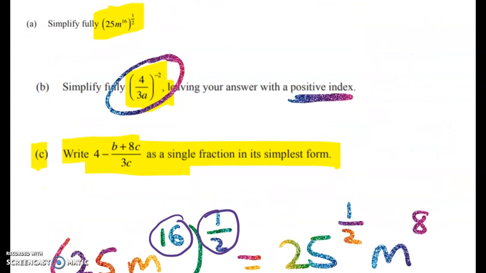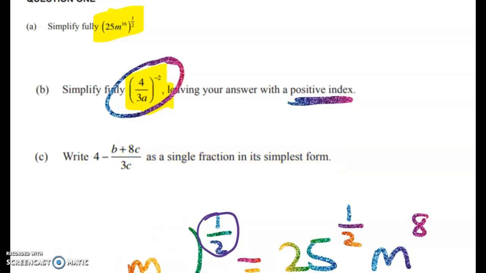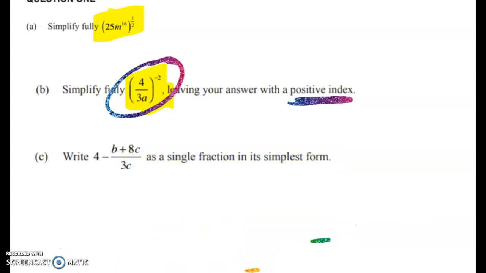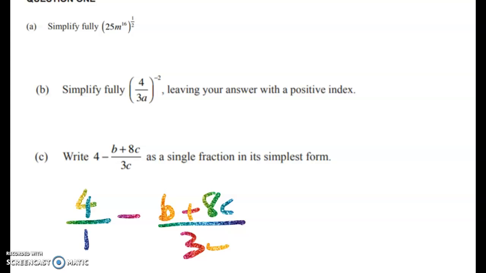Right, now let's look at this last question. We've got an algebraic fraction, and we have to write it as a single fraction in its simplest form. Now, I know some of you don't like these very much yet, but the best way to think about that 4 is to think about it as 4 over 1. So now it's a fraction, minus b plus 8c over 3c.